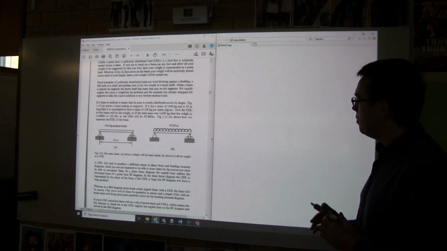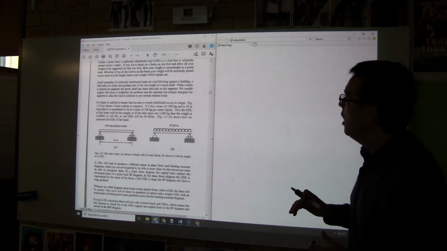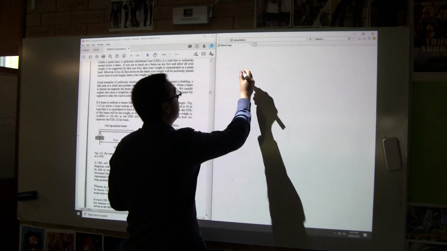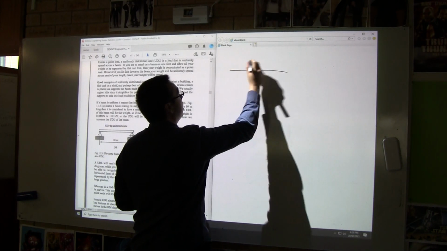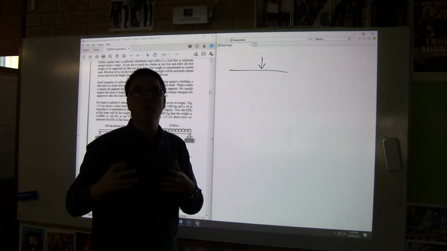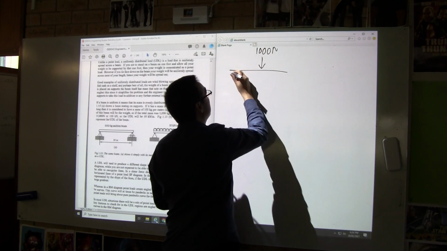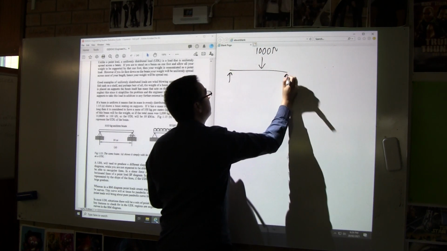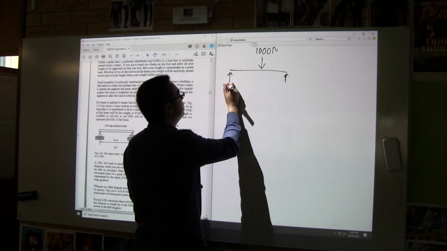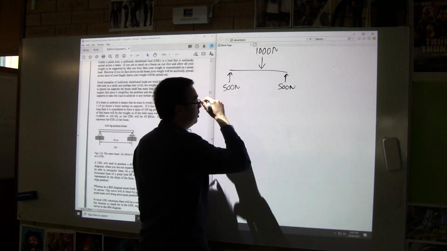So the concept that we're looking at here is a simple beam, and let's say we have a 100 kilo mass, which would be 1,000 newtons. Pretty easy to tell me what the reactions are. What are the reactions on that? 500 on each side. You should be able to do that straight away. If it's symmetrical, the loads are going to be symmetrical.